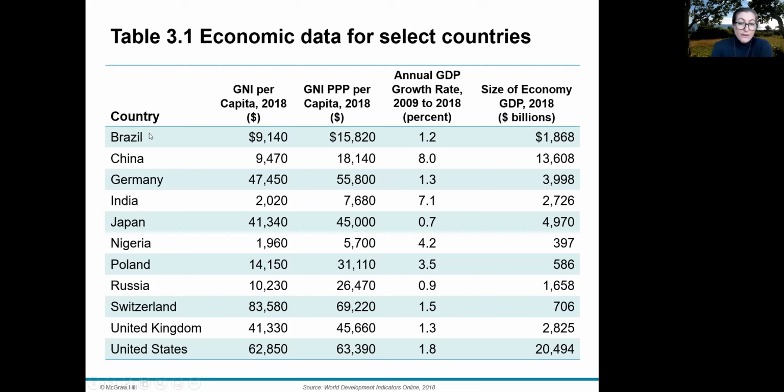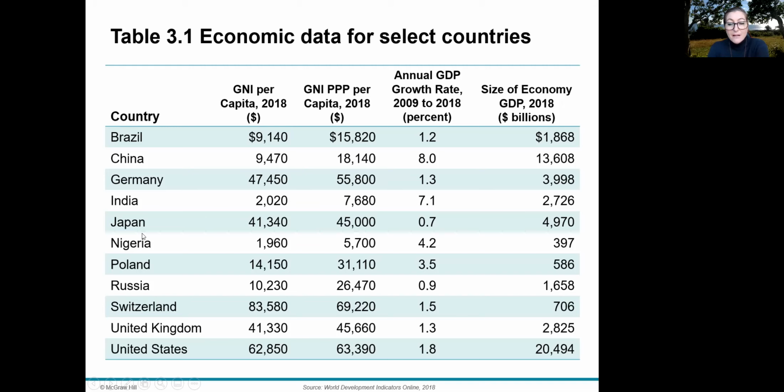So, you know, look at the first two on this list, or even the first three, the first four, the first five on this list. In Brazil, the GNI, gross national income per capita in 2018 in Brazil was 9,140. When we take into account the cost of living, it increases to 15,820. So for India, similarly, we've got 2,000 as a GNI and more than 7,500 as a PPP.